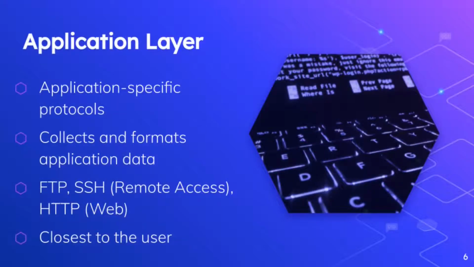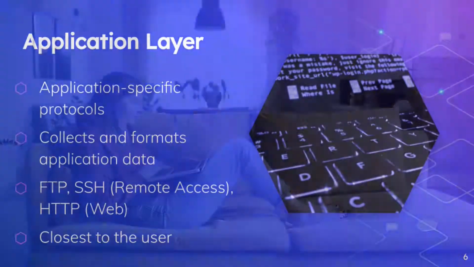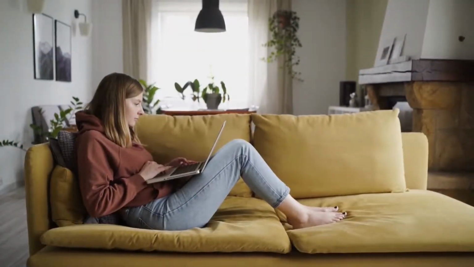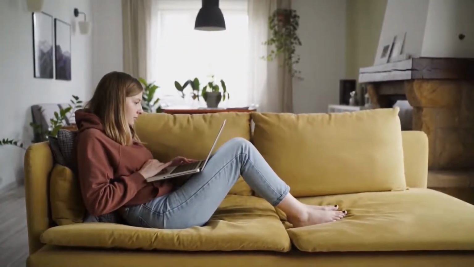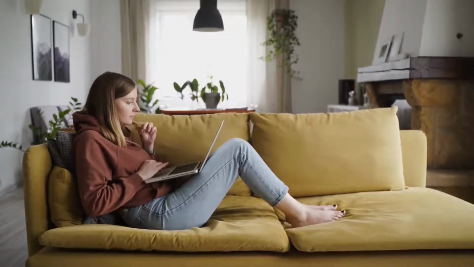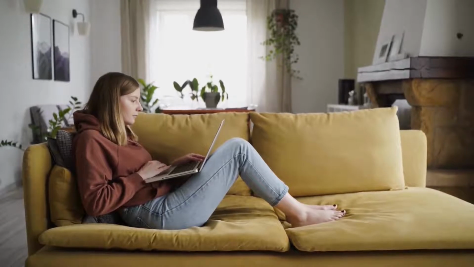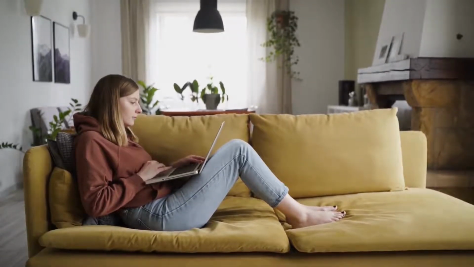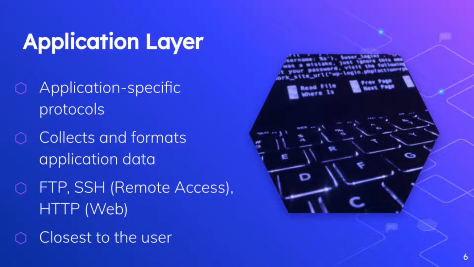So the first layer is going to be the application layer. This is the layer that is closest to the user, and it's for application-specific protocols. Say you're on the computer, you're going to send your friend an email, you're on the email application, say Outlook, you press send. This is the application layer that's going to touch that email first. It collects and formats application data.